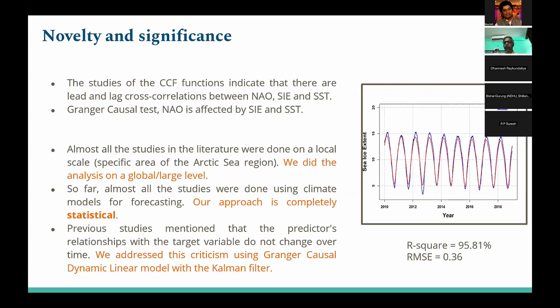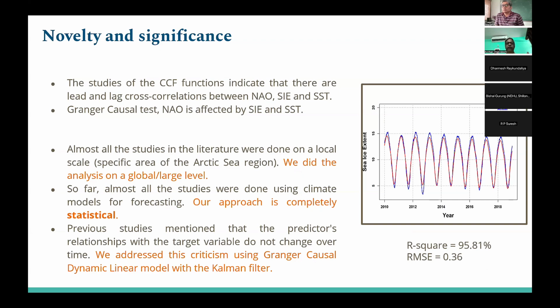So what is the novelty and significance of this paper? The studies of the cross-correlation functions, which are given in the paper, indicate that there are lead and lag cross-correlations between the NAO, the SIE, and the SST. The Granger causal test shows that the NAO is affected by SIE and SST. What is new about this paper is that we did all this analysis on a much larger scale.